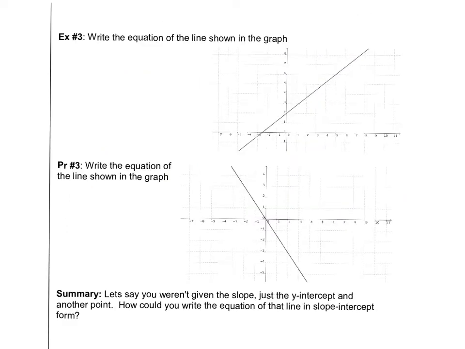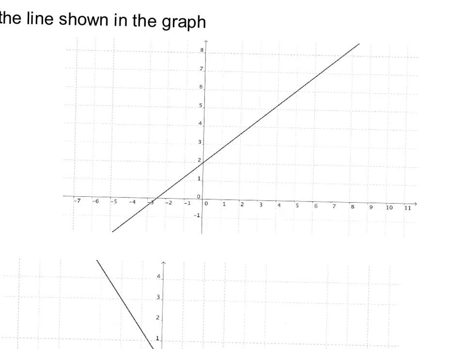All right, example 3, write the equation of the line shown in the graph. Not much different than what we did before. We need to find the slope and we need to find the y-intercept. Really pretty straightforward. So I look at example number 3 here.